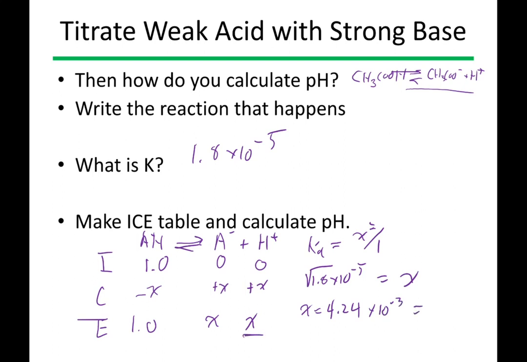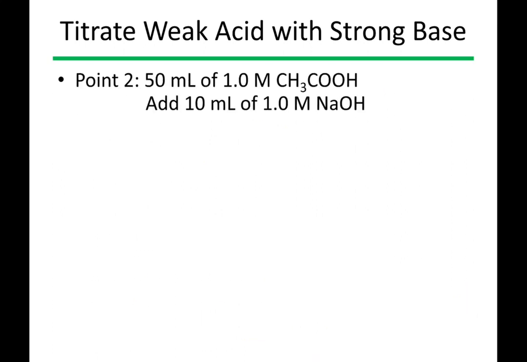This is also equal to the concentration of H+. So the pH is equal to the negative log of the concentration of H, and this is going to be equal to 2.37. So what happens at the second point of this titration?